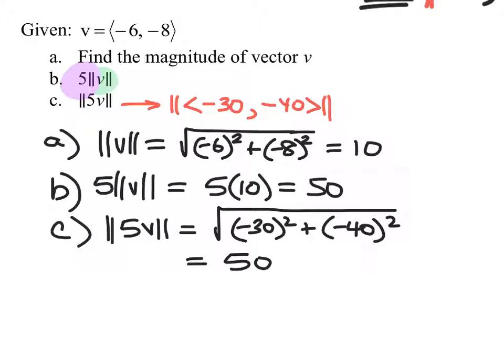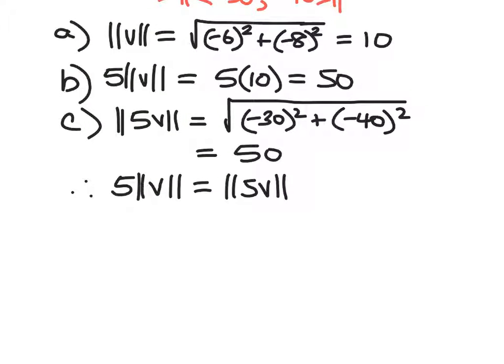All right, so what we just learned is that 5 times the magnitude of v is equal to the magnitude of 5v. They didn't ask for this, but I'm going to state it anyway. So this implies, now again, it's not a proof, but we just showed a case where it seems to work. Will it work all the time? That'll be the reason why we would do a proof.